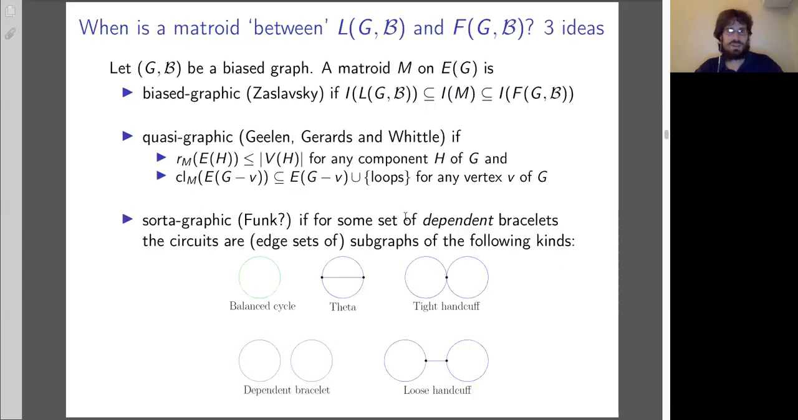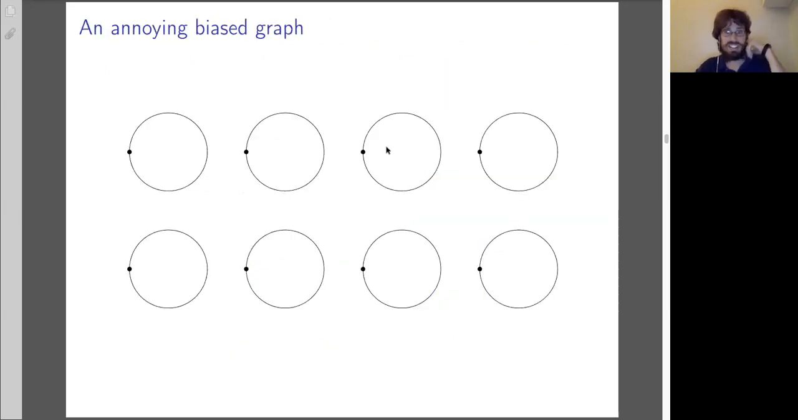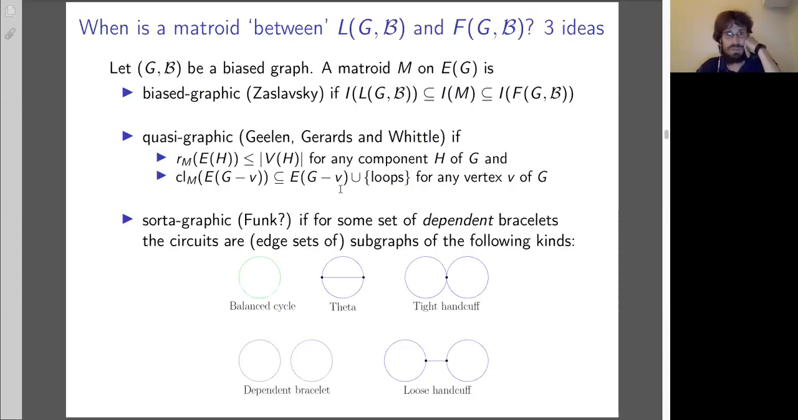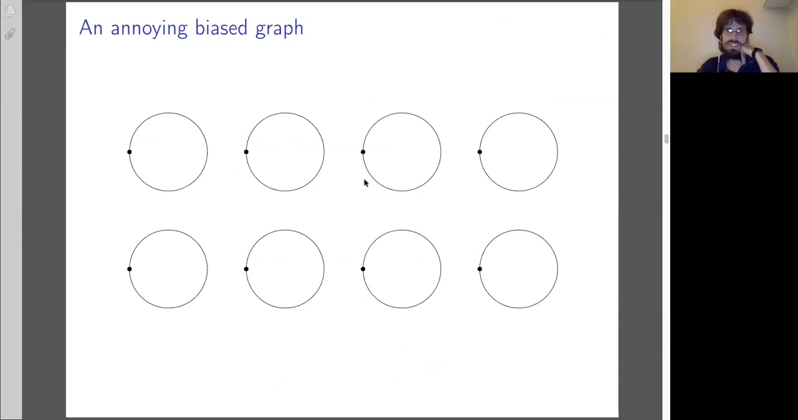And the situation is even worse for these quasi-graphic matroids, because any matroid on the set of edges here will be quasi-graphic. It's not too hard to check. In any component, the rank is at most 1, because there's only one edge there, and so it's at most the number of vertices. And here we're allowed in the closure to put as many loops as we like, and everything is a loop. So these conditions are just vacuously satisfied.